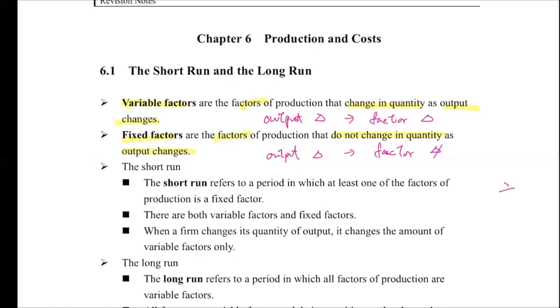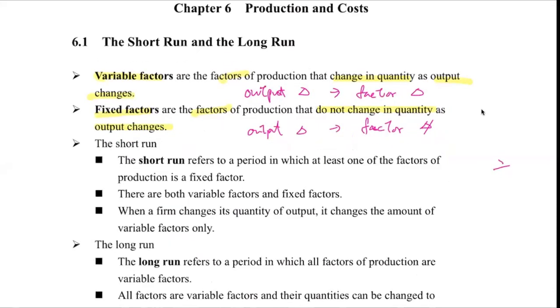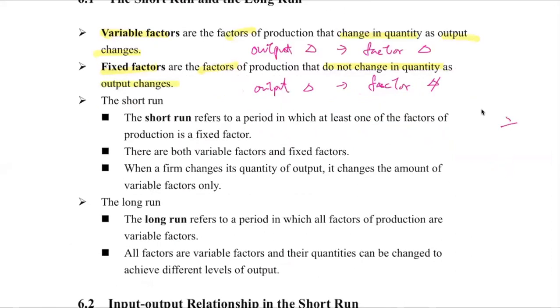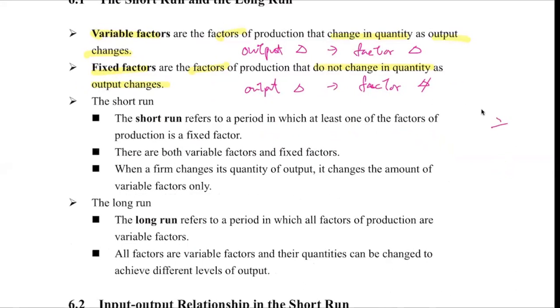Okay, continue. So for the variable factors and fixed factors, it just depends on the output. For the variable factors, the number of a factor will change, but for the fixed factor, the number of factors will not change. So this helps us to determine the short run and the long run. As we know, the long run is variable factors only, but for the short run, we have the fixed and the variable.